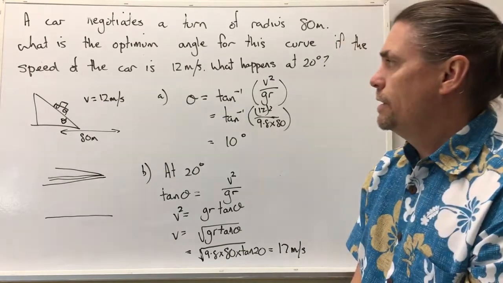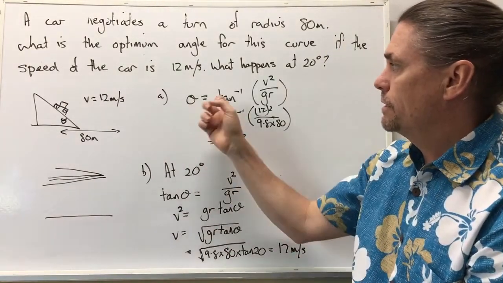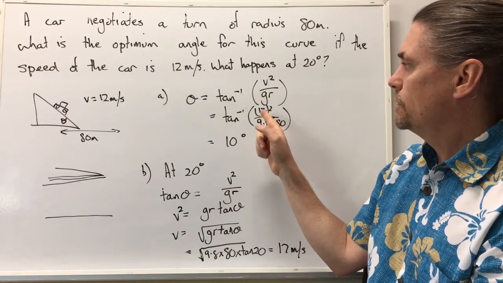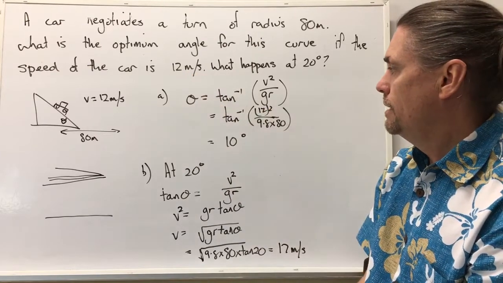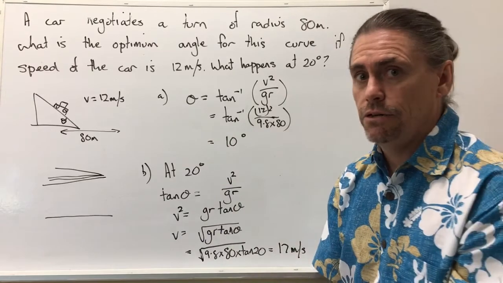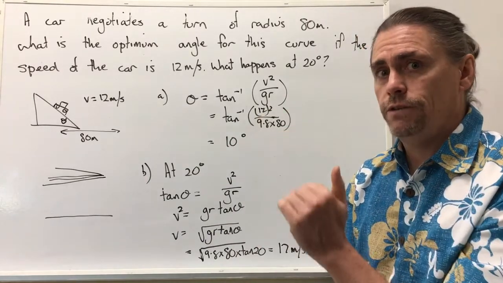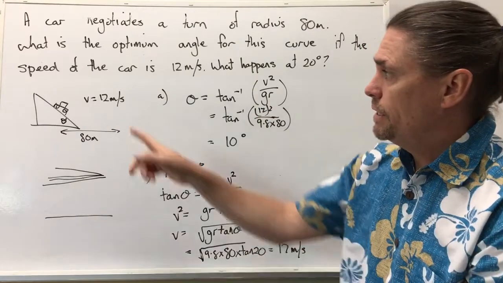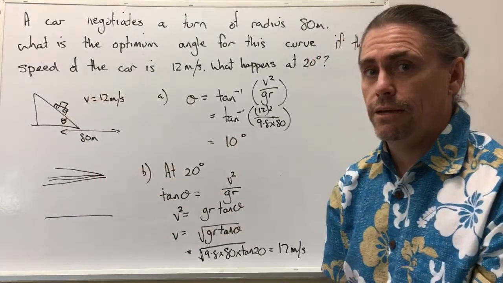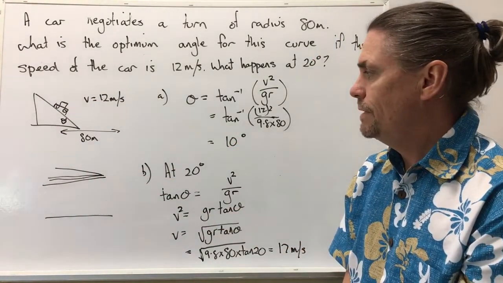First thing we're going to calculate is our angle. And we know from our equation that theta is going to equal the inverse tan of v squared over gr. We put our numbers in, so 12 squared for our velocity over 9.8 times 80 gives us a banking angle of 10 degrees. Remember, this is the optimum banking angle. If we shift it up or shift it down, and the vehicle's travelling at 12 metres per second, the vehicle may slip up or slip down. And we see that because there is no friction with the vehicle.